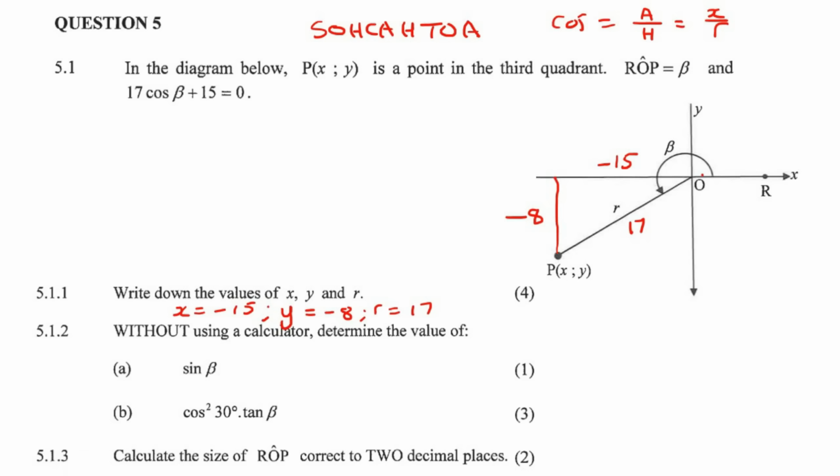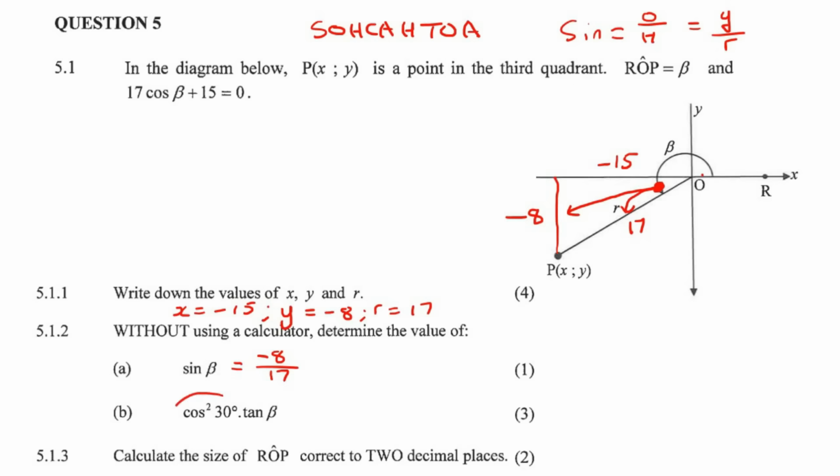Okay. Now, without using a calculator, determine the value of sin. So what we do now is we go back to this little triangle and we go find sin. Now, we know that sin is opposite over hypotenuse, but you can also use y over r. So if you look at the opposite, it's minus 8. If you look at the hypotenuse, it's 17. So that means that the sin of beta is opposite over 17, and so that's like that.